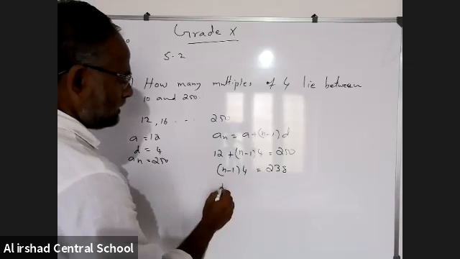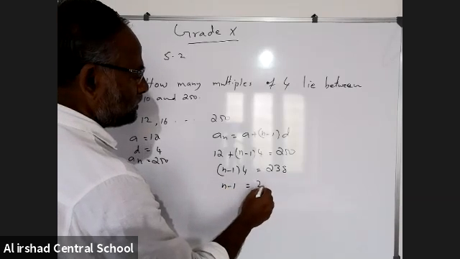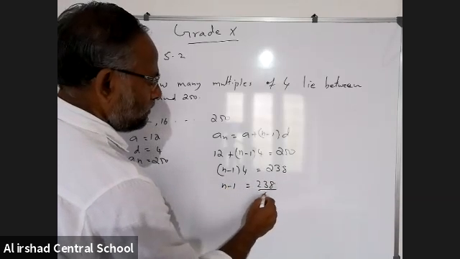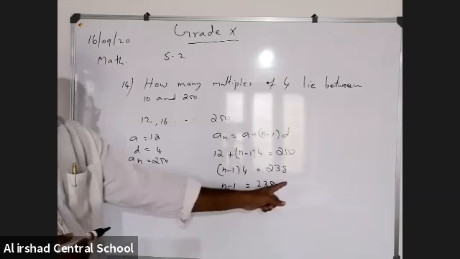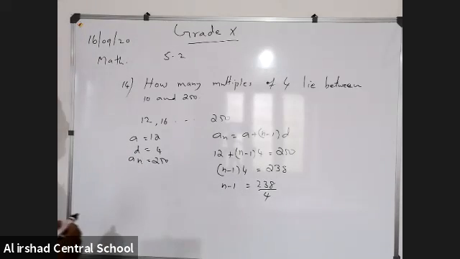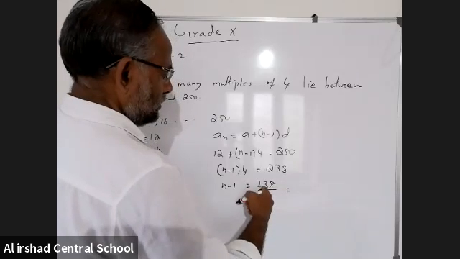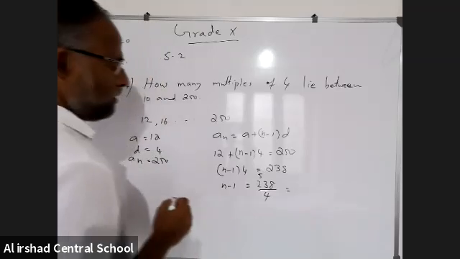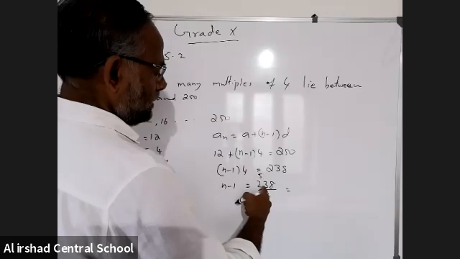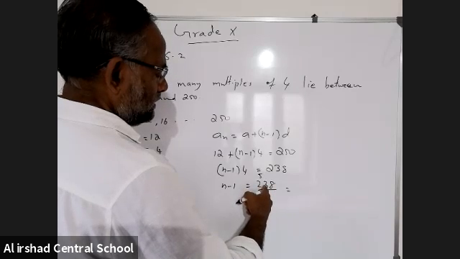That means 238, I think so. Correct? That means N minus 1 is equal to 238 by 4. I think I am correct. See the calculation. 238 by 4. What is that? In 23, 5 fours are 20. Then 38, how many fours are there? 5 fours are 20. Then what is here? 38.